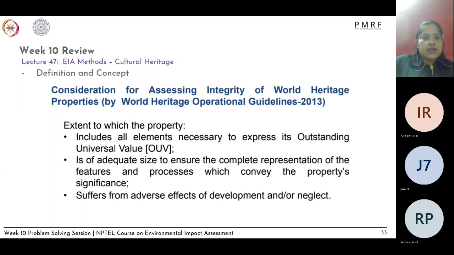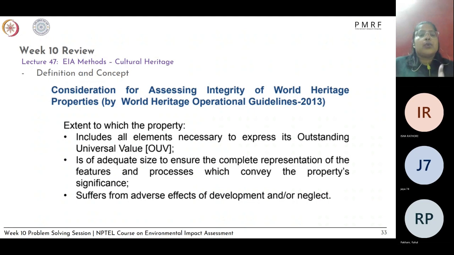And consideration for assessing integrity of World Heritage properties. And this is given by the World Heritage Operational Guidelines of 2013. So this extends to properties which have all elements necessary to express their outstanding universal value and are of adequate size to ensure complete representation of features and processes which convey the property's significance. And it does not suffer from adverse effects of development and or neglect.